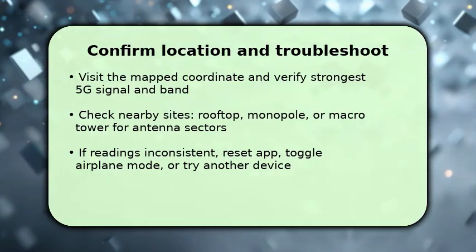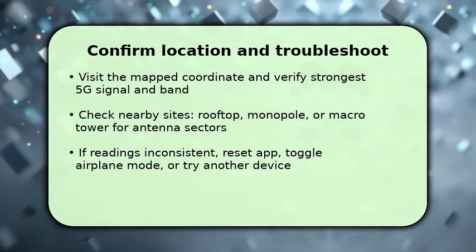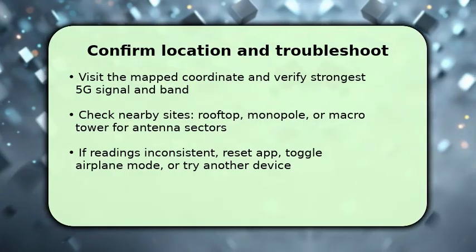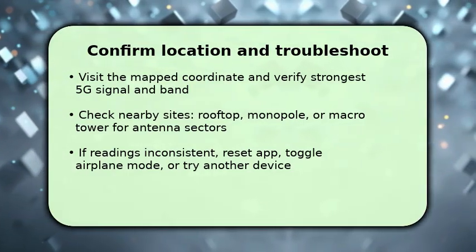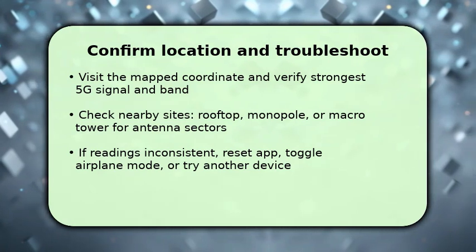If readings are inconsistent, restart the app, toggle airplane mode to force reattach, or test with a second phone. This usually clears mismatched cell attachments or stale caches.